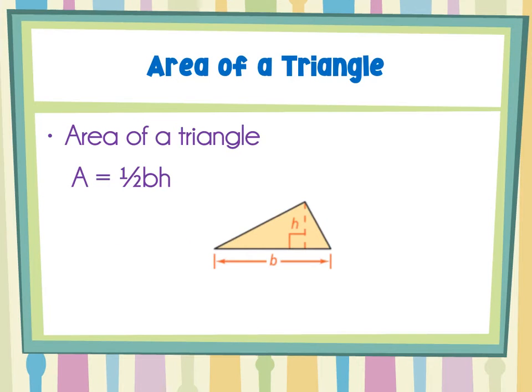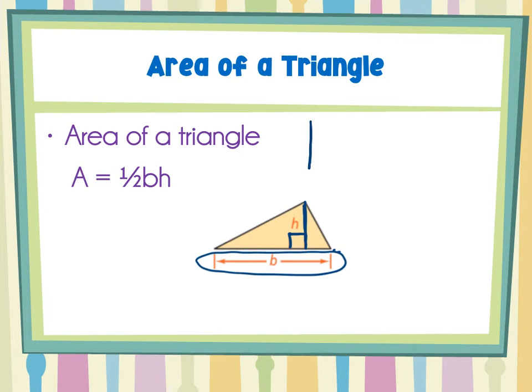Okay, next up comes area of a triangle. Again, a formula we've known for a long time. Area of a triangle is 1/2 base times height. The base is on the bottom this time. It doesn't have to be on the bottom. It's just one of the sides of your triangle. And then the height has to be the altitude or the perpendicular segment. So you have to have that little right angle.